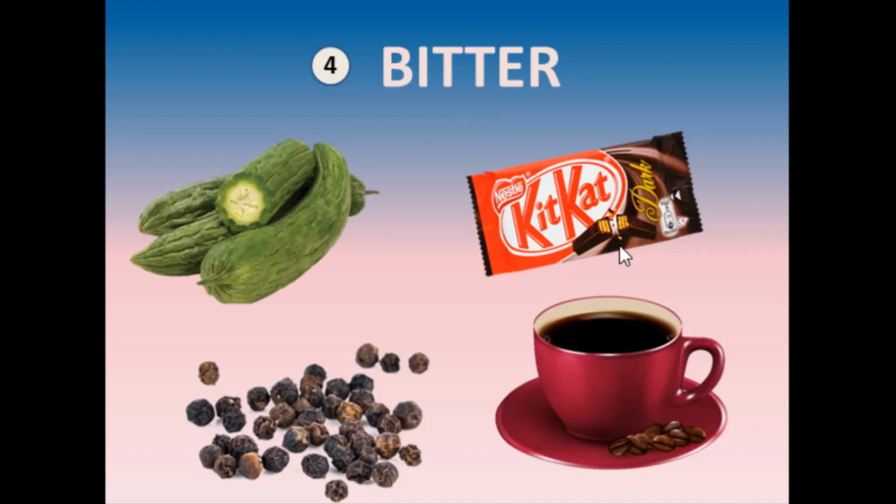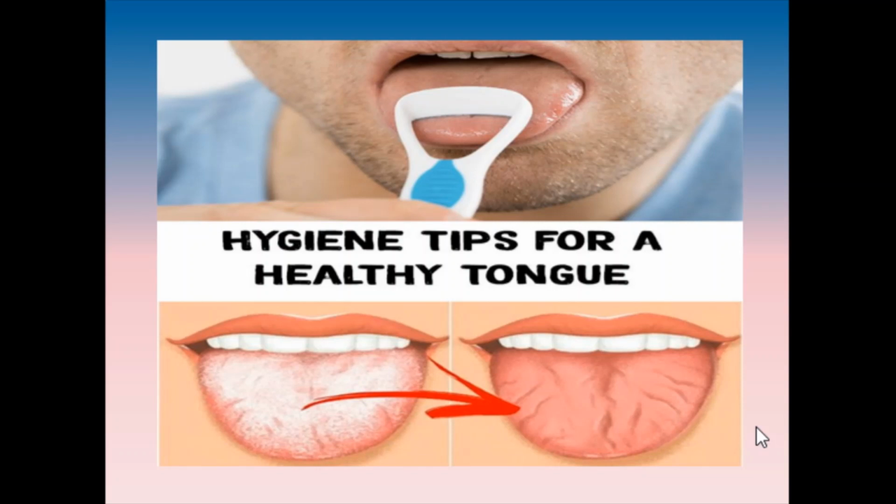There you have it. Those are the 5 types or the 5 basic tastes. We have sweet, sour, salty, bitter, and lastly, the umami taste. This time, let's talk about hygiene tips for a healthy tongue. We need to make sure that our tongue is healthy so that we can continually taste the food that we eat. Now, what are these tips for a healthy tongue?